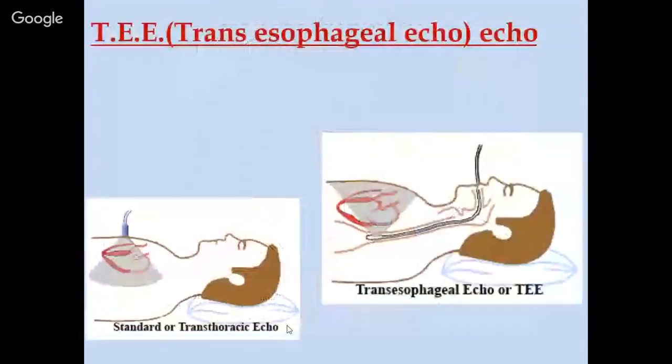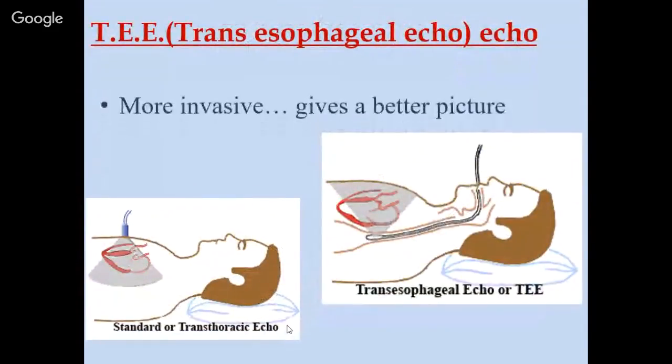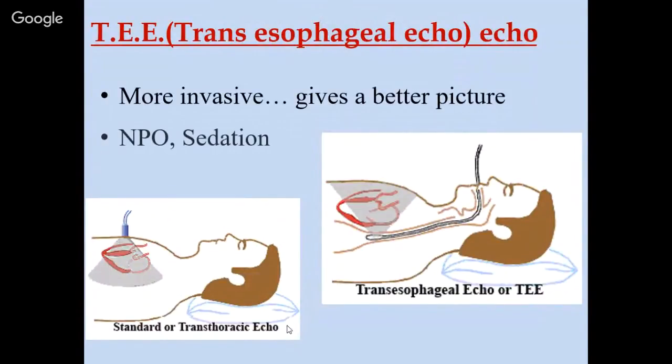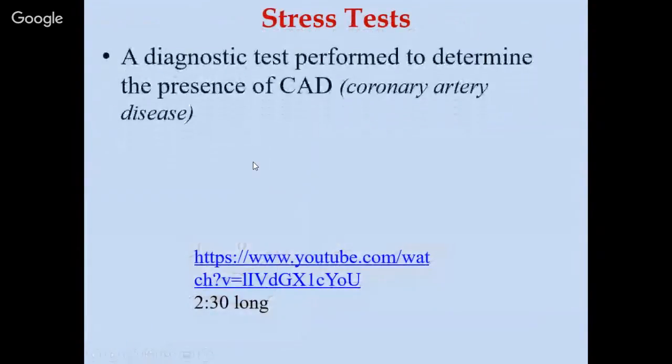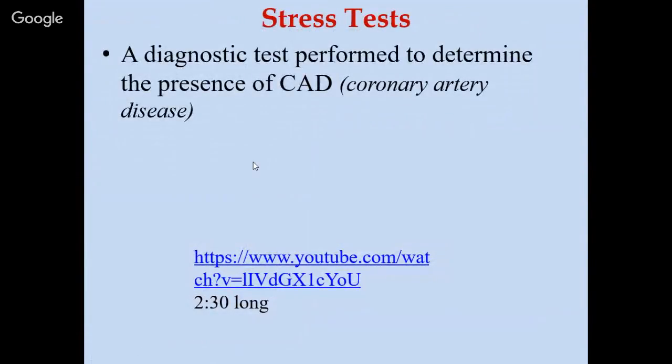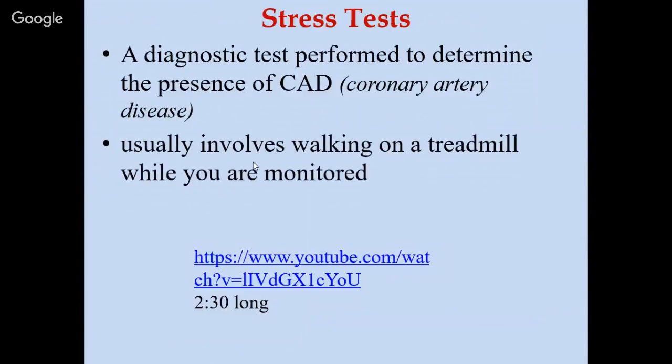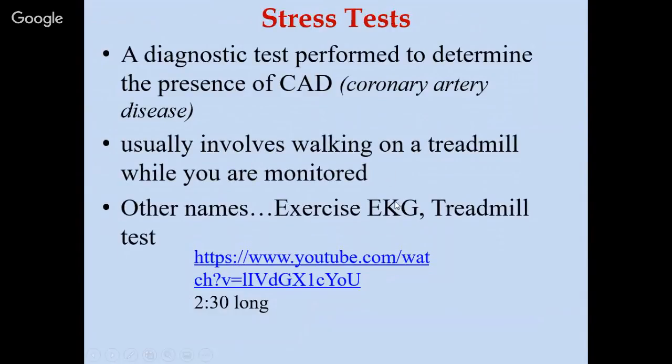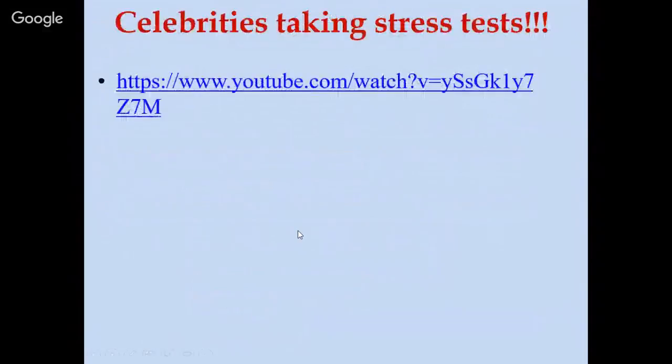There's echocardiogram, TEE. This is more invasive, gives a better picture. NPO, sedation. Stress test, determine the presence of coronary artery disease. Walk on a treadmill and you're monitored. Might be a treadmill test or EKG, exercise EKG. They also have chemical stress tests for people who are unable to walk on a treadmill for whatever reason, they have severe arthritis, they don't have legs, there is a chemical test that they can do.